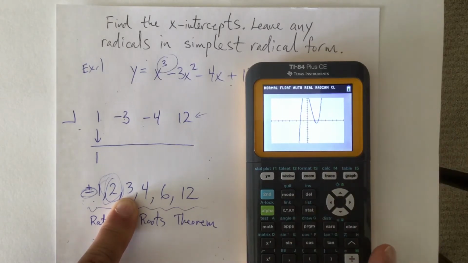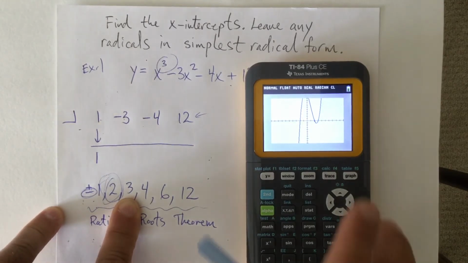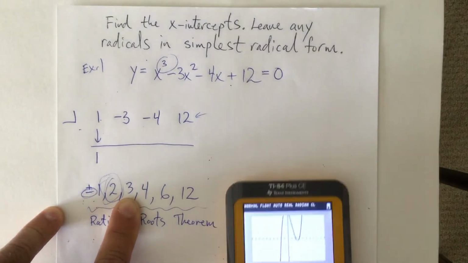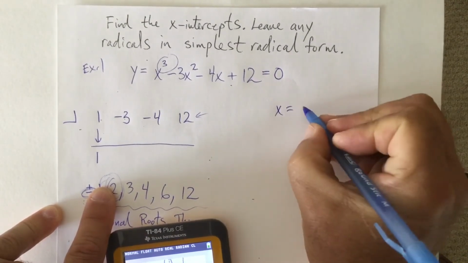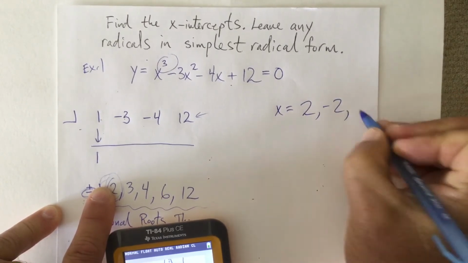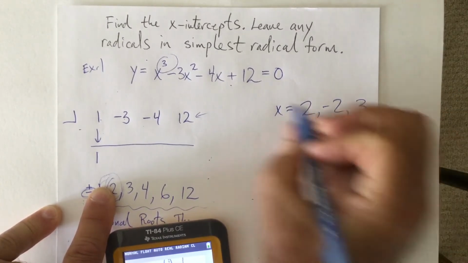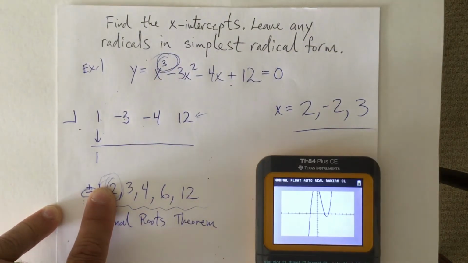So guess what? This would be a criminally easy question for me to put on a test. I would never do that because your answers are right there. I'm going to just say, based on this graph, my answers are 2, -2, and 3. Those are my 3 answers for this polynomial equation.